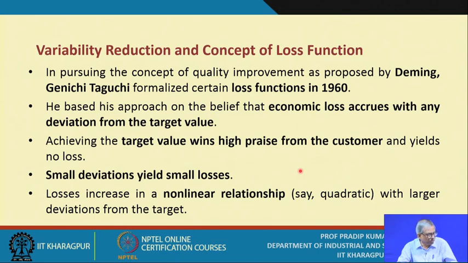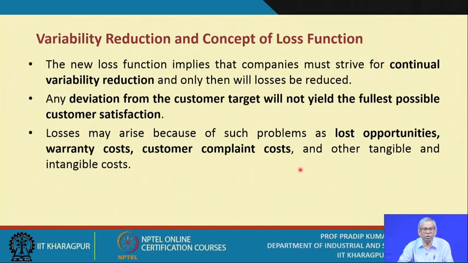And that's why whenever we talk about loss functions, we refer to a particular term called quadratic loss function. So the new loss function implies that companies must strive for continual variability reduction. This we have been emphasizing all the time, that any exercise on quality is essentially an exercise in variability reduction. Okay, and only then will losses be reduced. That means our focus should be variability reduction. So if the variability is less, the loss is less, and if the loss is less, quality is more.